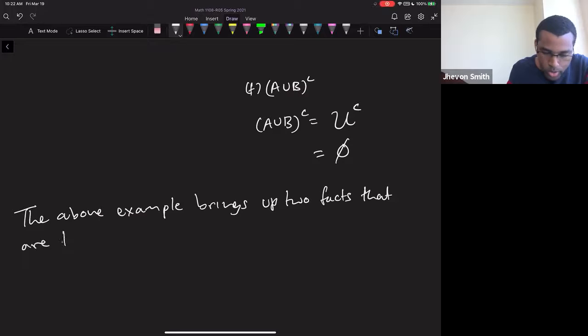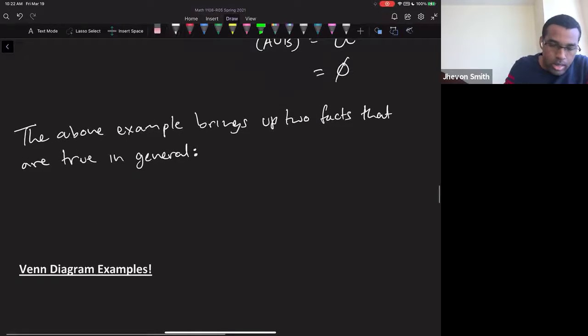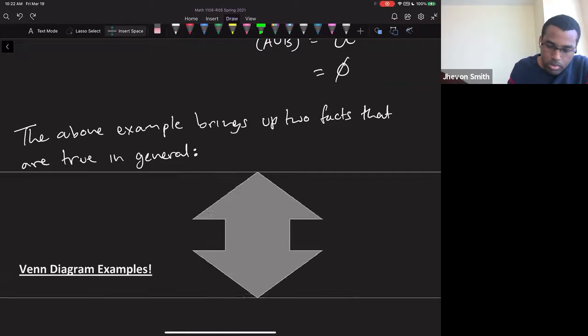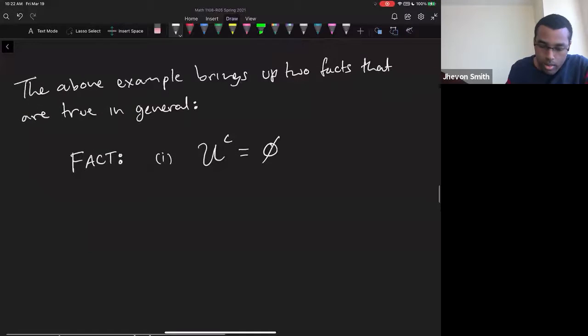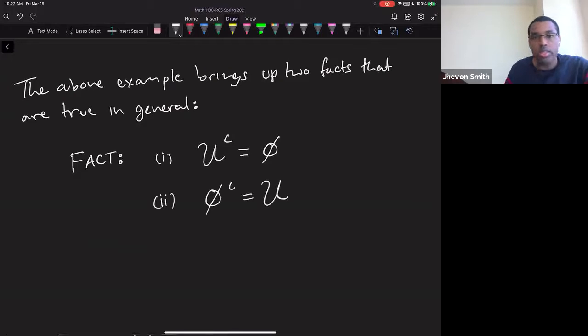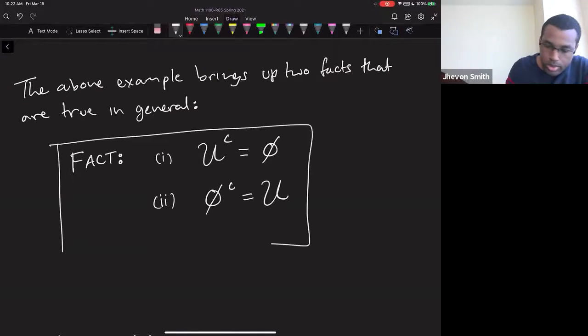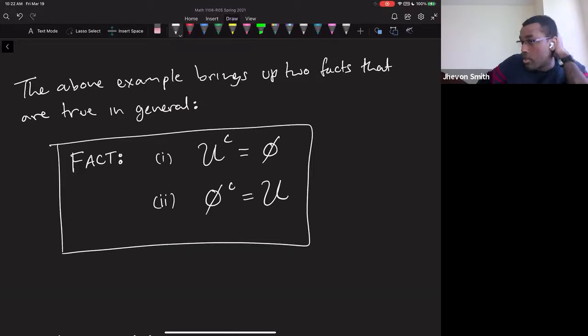So there are two facts here that are true in general, not just with this example. And it is the following. Fact: the complement of the universal set is always the empty set. And the complement of the empty set is always the universe. This is something that's true. We know that now. We can take that for granted, just like we can take De Morgan's laws for granted.